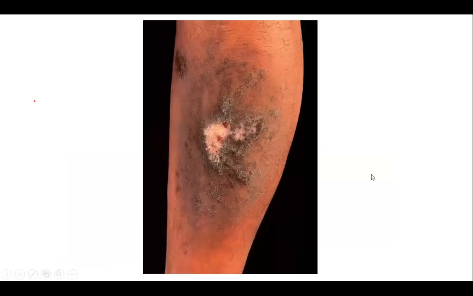So when we go back, can this be lichen simplex chronicus? It definitely can. The reason why I showed you this image and this condition is that you should always think of the common entities. Yes, we do see deep fungal infections. We do often see hypertrophic lupus. We do often see hypertrophic lichen planus. But by far, lichen simplex chronicus, we see it much more often than any of the other entities combined.